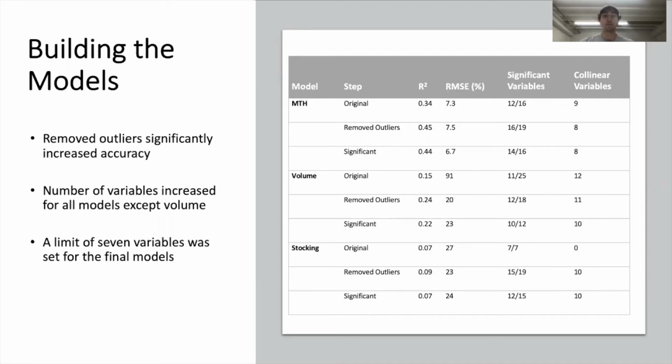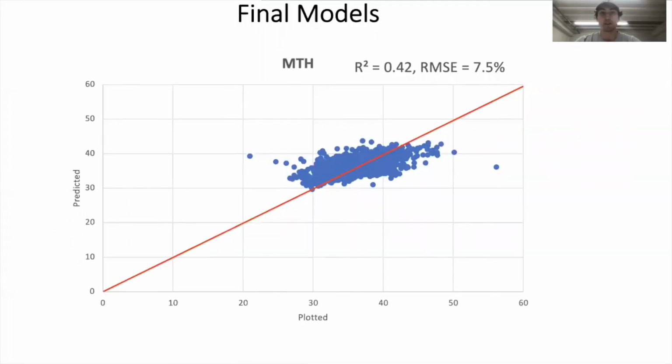So for the final set of models, for the combined data set, I decided to set a limit of 7 variables. This was fully to reduce that risk of collinearity error. So this is the final model for mean top height. R squared is better than the original model, and that RMSE is relatively the same. Still not really able to predict over the full range of input data though.